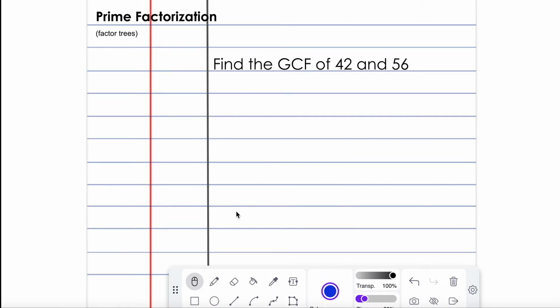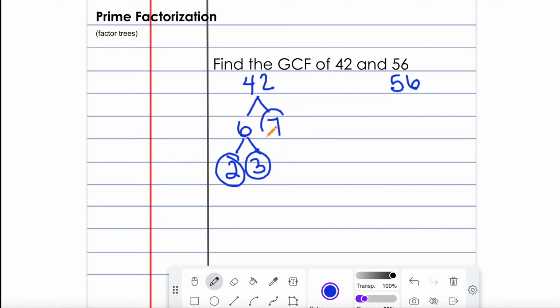So we're going to find the greatest common factor of 42 and 56. So I'm going to help you start with making your trees today. 42 would be 6 and 7. So if I break down 6, that can be broken down to 2 and 3. 2 is prime, 3 is prime, 7 is prime.